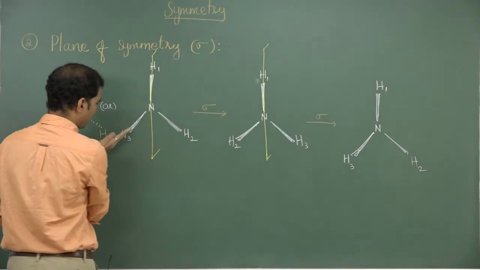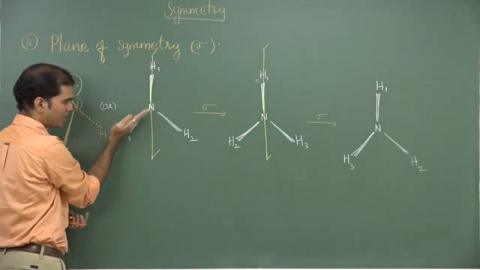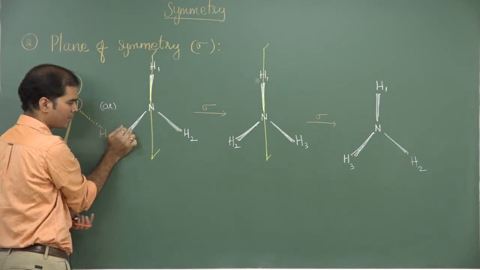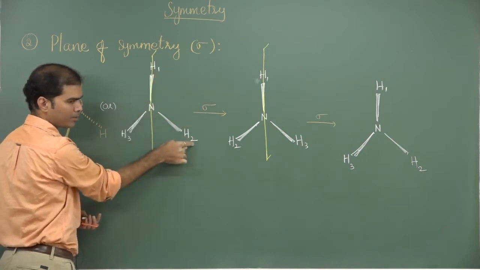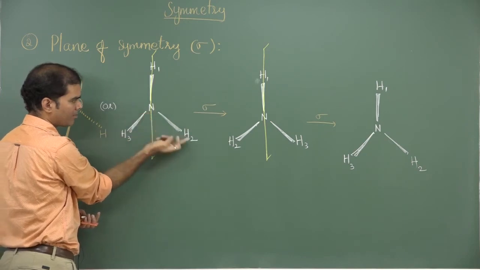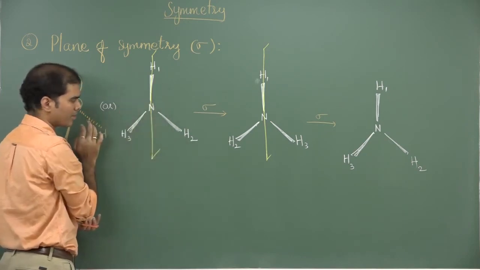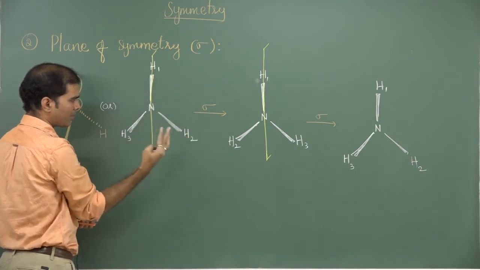Then we have a third plane. The third plane is passing from H3. When it is passing from H3, H3 will remain at its position. These halves only will reflect, but H3 is here itself, whereas 1 will reflect into 2, 2 will reflect into 1. Do it for a second time, they will come to their original positions. Okay. So altogether we have 3 planes.